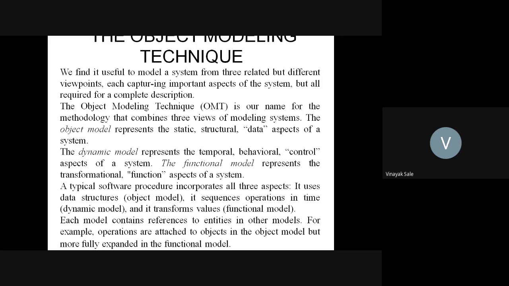A typical software procedure incorporates all three aspects. It uses data structures, that is the object model. It sequences operations in time, that is the dynamic model, and it transforms values, that is the functional model. Each model contains references to entities in other models. For example, operations are attached to objects in the object model but more fully expanded in the functional model.